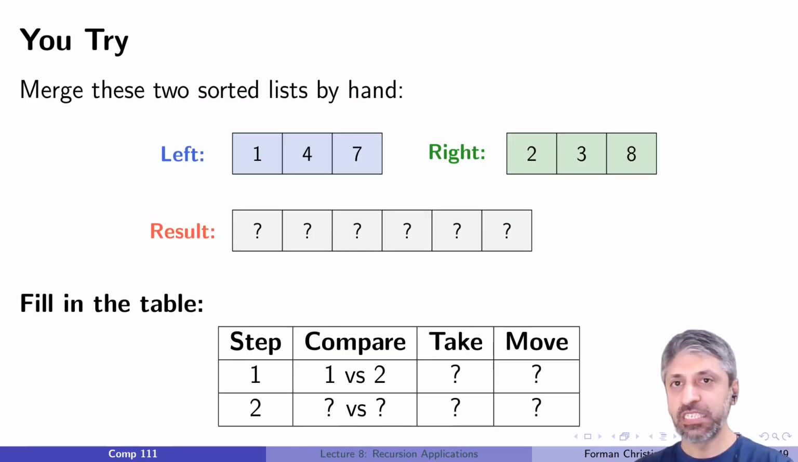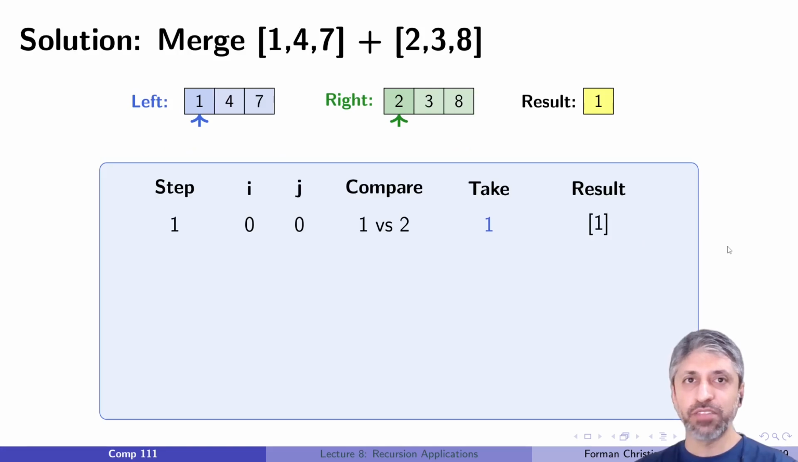All right, your turn. I want you to merge the blue list and the green list by hand. Fill in this comparison table: what do you compare at each step? What do you take? Which pointer moves? Pause the video and actually do this on paper. You'll thank yourself during the exam. So let's walk through it. Step 1, 2 versus the blue arrow and the green arrow.